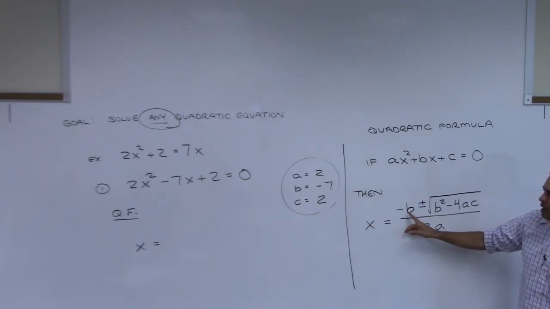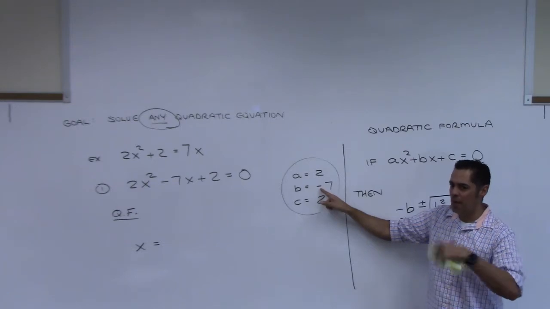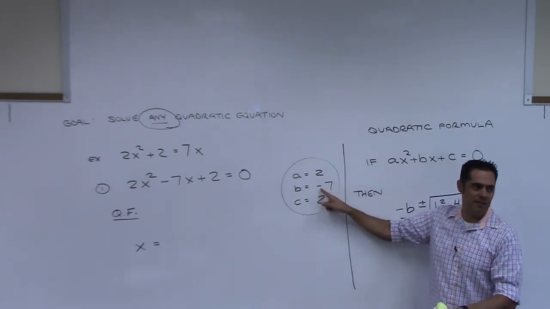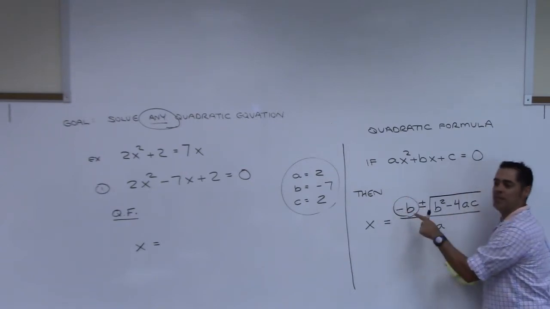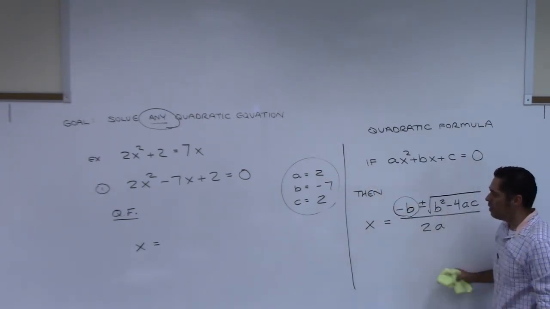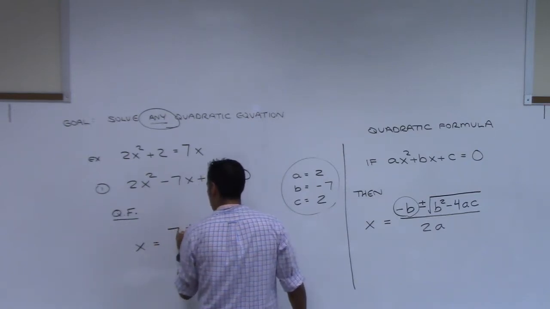Now the first number that goes here is negative B. And what is B for us? It's negative 7, so we're going to take the negative of negative 7, which makes it positive 7. So this right here is always the opposite of your B. So for us, that's 7. Plus or minus.